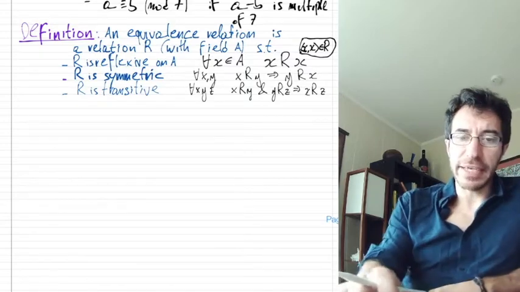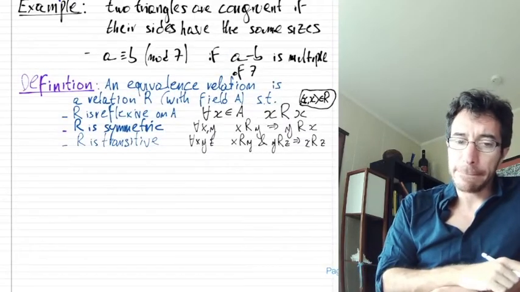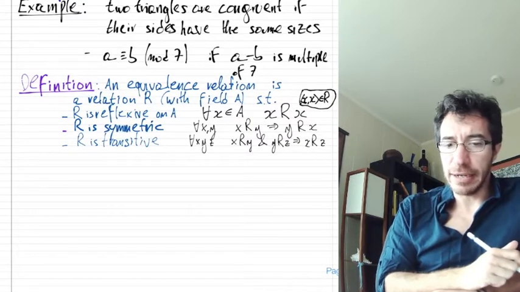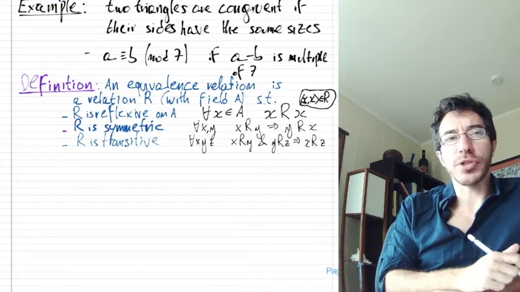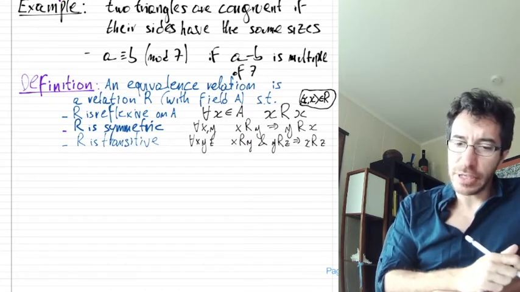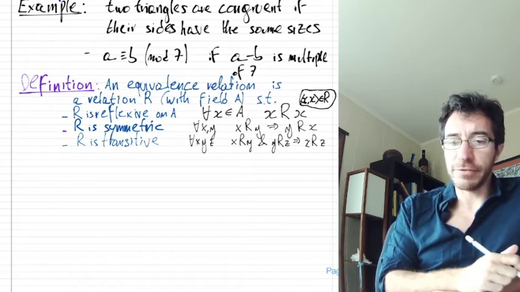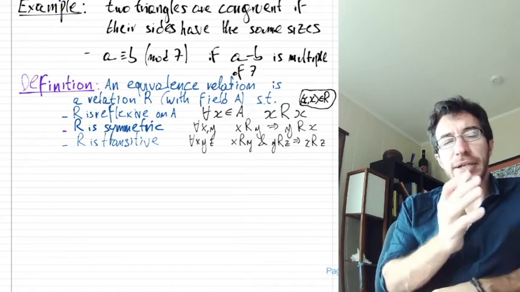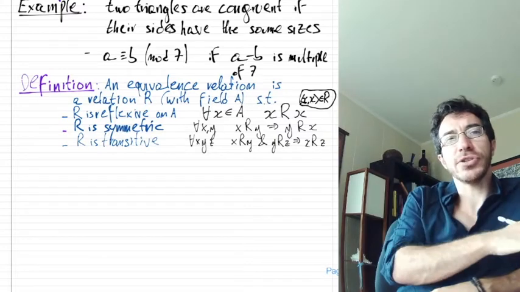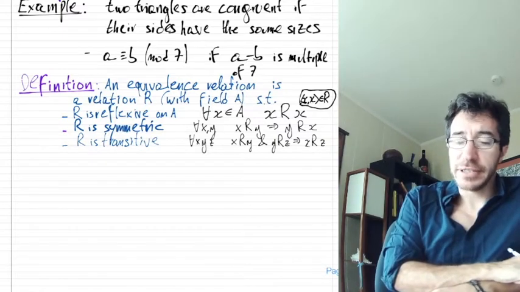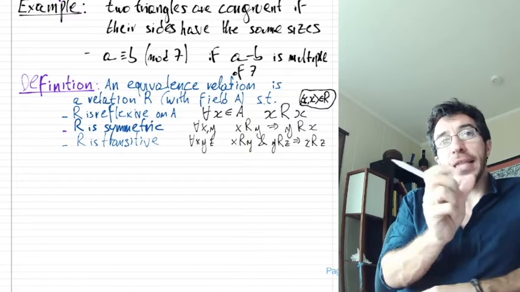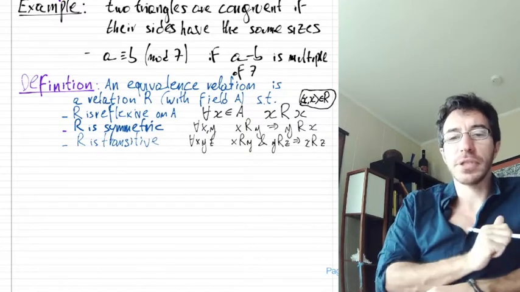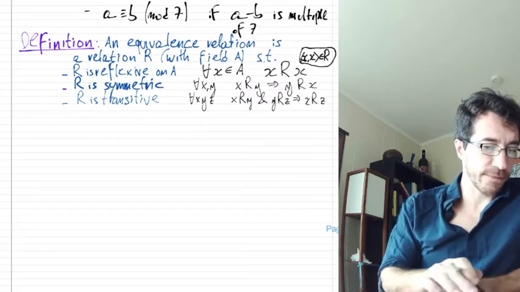So the ones we have out there are definitely equivalence relations. For instance, being congruent modulo 7 is reflexive because everybody is related to itself, because a minus a is 0, a multiple of 7. It is symmetric because if a minus b is a multiple of 7, then b minus a is also a multiple of 7. It is transitive because if you add two multiples of 7, you get a multiple of 7. Try to work that one out and see if you can figure it out.